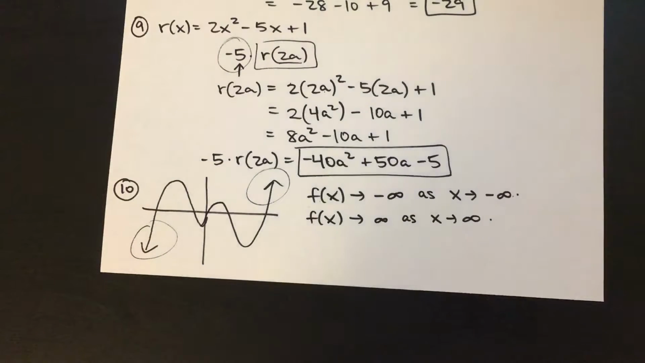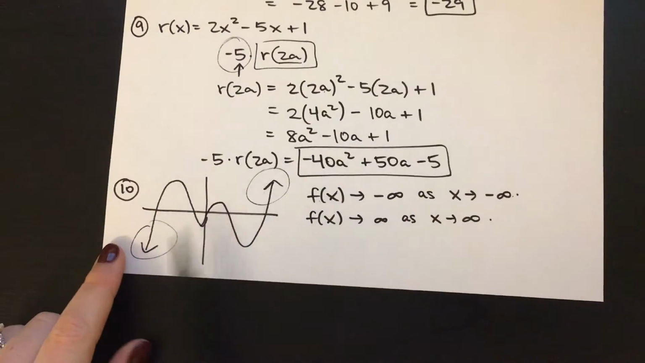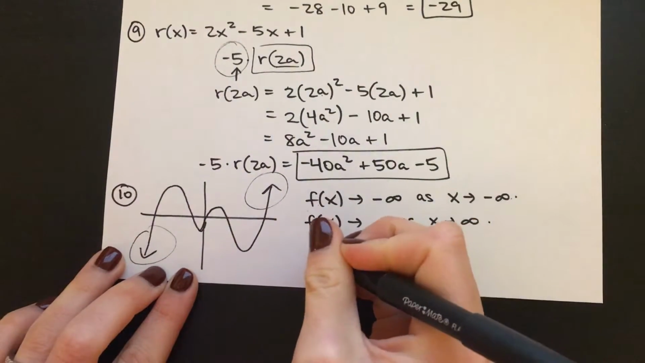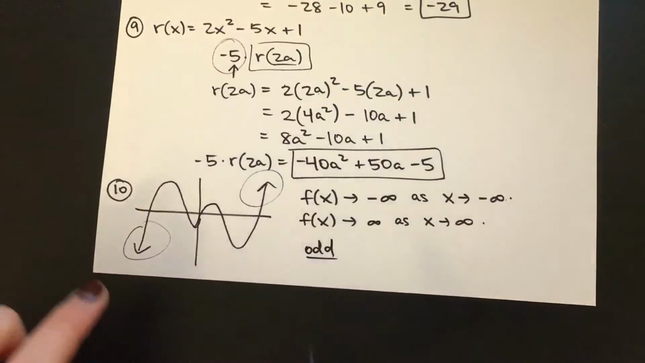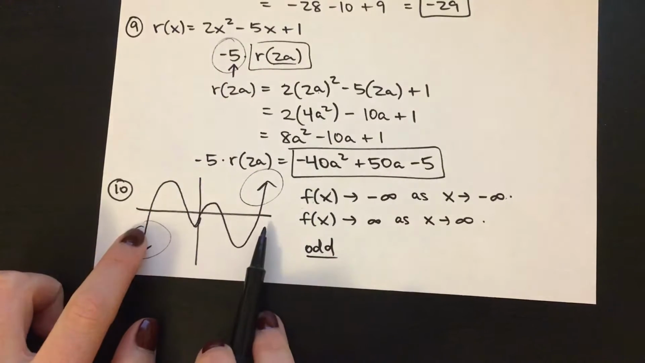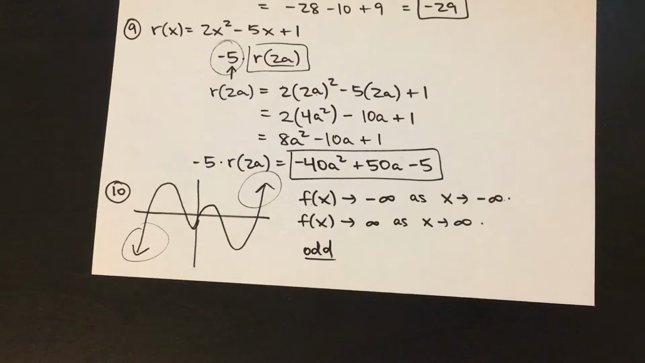Next part, determine whether it represents an odd or an even degree function. If you know the trick, this question is pretty easy to answer. This one, see how my arrows go in opposite directions? One goes down, one goes up. That means it is an odd function. If they were either both going up or both going down, then that would be even. So odd means the arrows go in opposite directions. Even means the arrows go in the same direction.